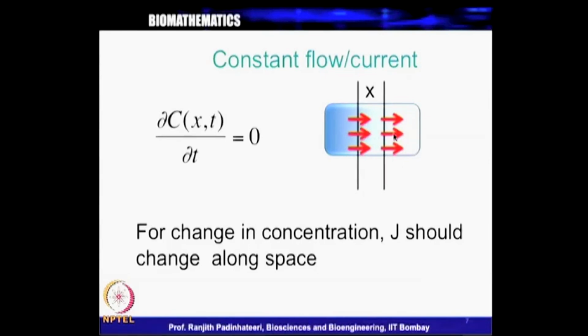More things will come in and fewer things will go out. So there will be a concentration change here. If fewer things come in and more things go out, the concentration here will still change: it will decrease. On the other hand, if more things come in and fewer things go out, the concentration here will increase. So that much is clear. Now how do we say this mathematically? How do we say that the current, the flow, should change in space?